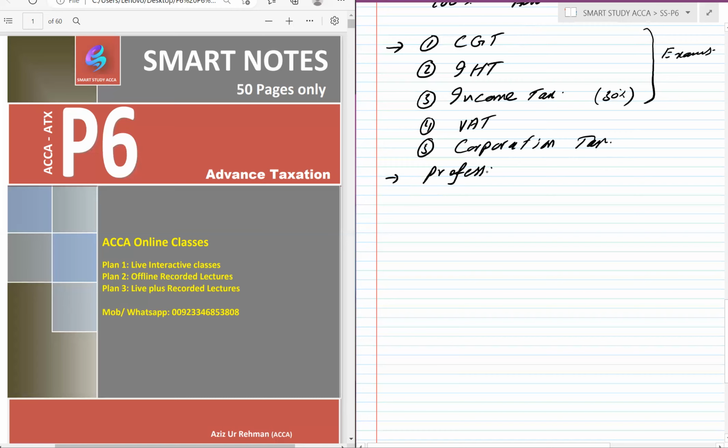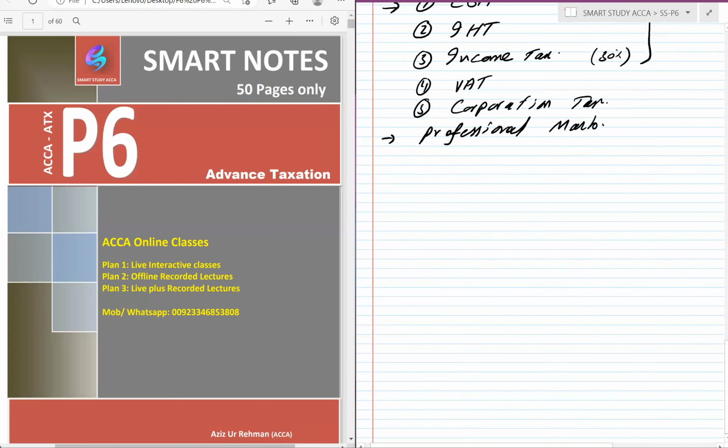Professional marks. Students, please remember there are 20 professional marks, which are incorporated in this paper from June 2023 onward. We will discuss these professional marks when we start exam level practice. Right now I'm not going to discuss these points in detail. So this was all about the introduction. We are going to start our first area, that is capital gains tax. But if you have any questions right now, you can ask.